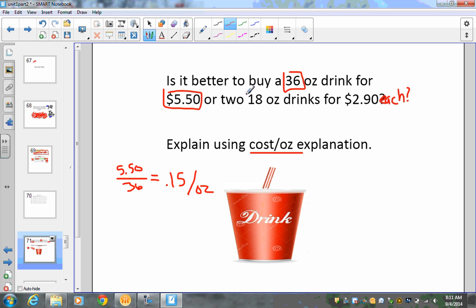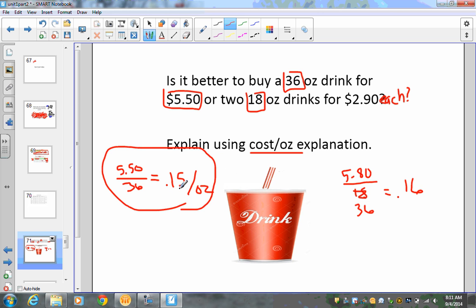Now, if you wanted to buy two 18-ouncers, that would be a total of $2.90 times 2, because you're buying two of them, $5.80. Now that looks pretty simple. I think I know what this is going to end up being. Divided by, I was about to put 18 there, let me scratch this out, let me put 36. So when I do this, 580 divided by 36, I get 16 cents. So if I was to ask you which one is the better buy, I would say the 36-ounce drink, because it has a smaller cost per ounce.